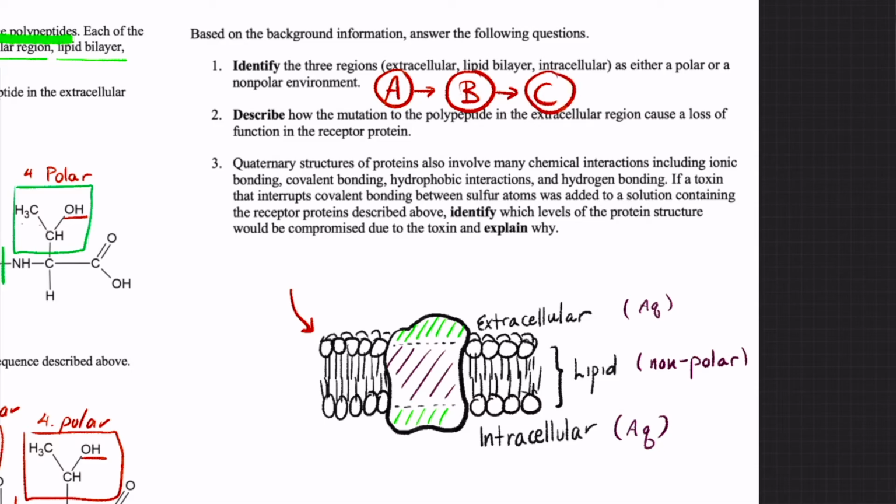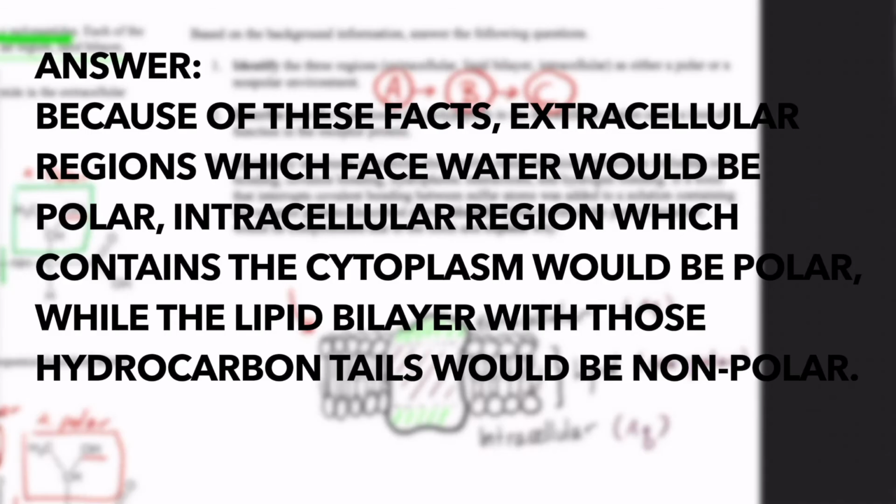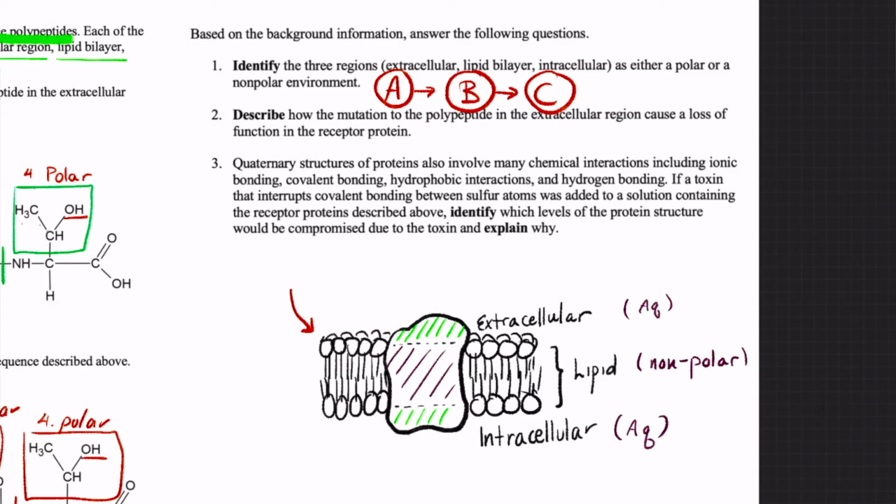Okay, so now let's connect it. We might say something like, because of these facts, the extracellular region, which faces water, would be polar, the intracellular region, which contains the cytoplasm, would be polar, while the lipid bilayer with those hydrocarbon tails would be nonpolar. Okay, so that's how we address questions like that.